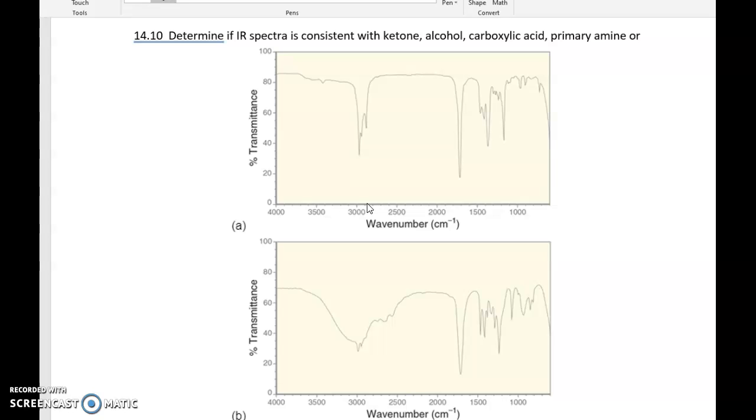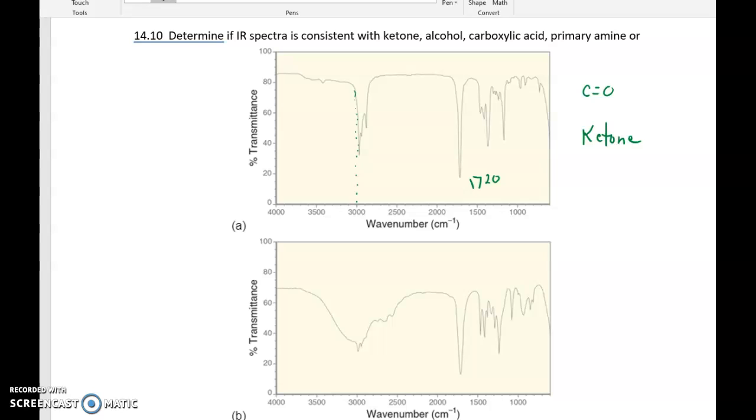Okay, so here we've got a strong peak, and we're right about 1720. So I would say that's a carbon-oxygen double bond. We've got nothing on the other side of 3000, so we don't have a hydroxy. We don't have any carbons that are bonded to a hydrogen that's bonded to a carbon that has an interesting bond. Now this is going to be a ketone.